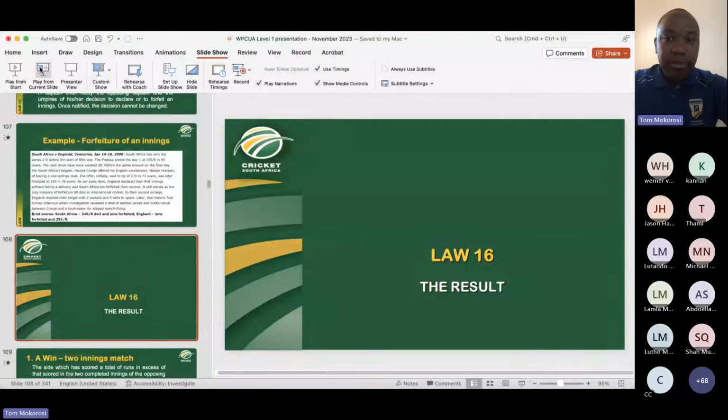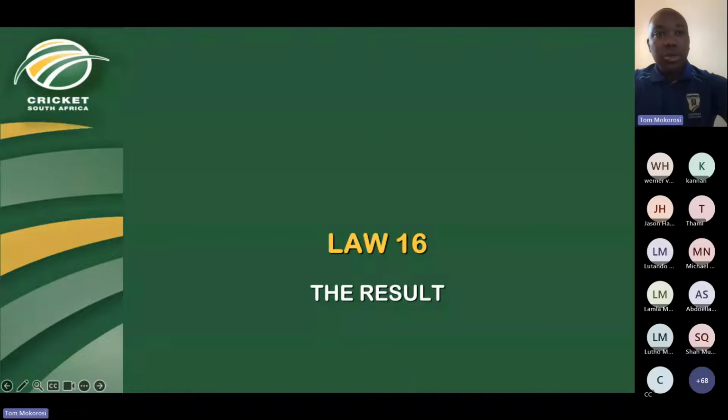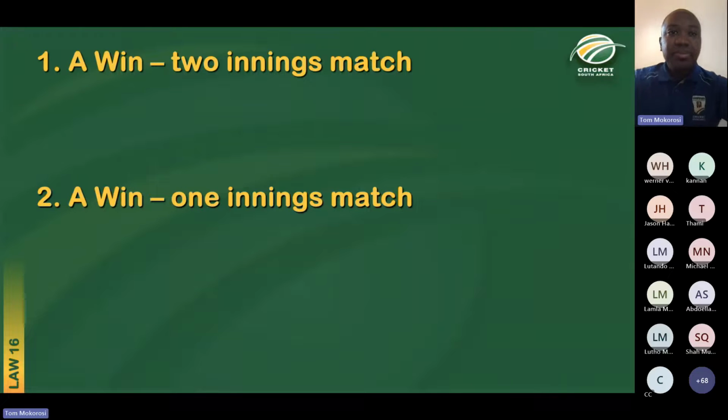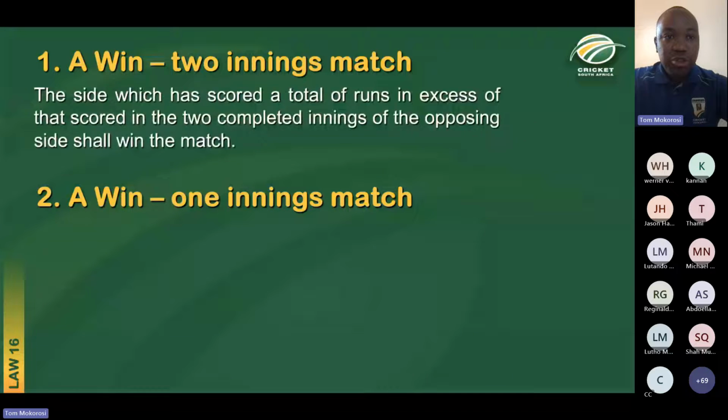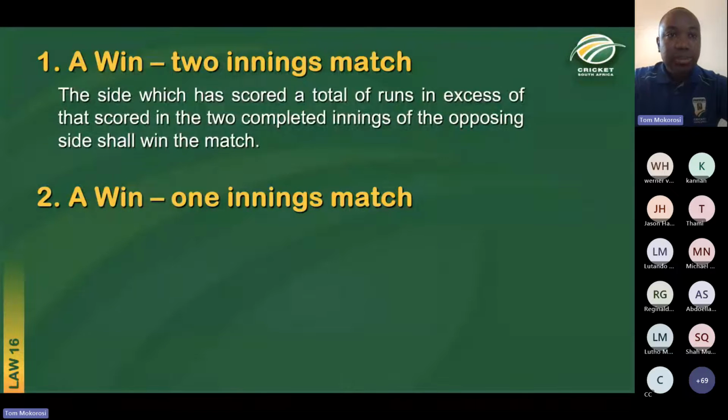Law 16 is the result. Abdullah has talked about innings and completed innings, and we need to remember those definitions in terms of how and when a result is achieved in a game of cricket. First one we'll look at is a win in a 2 innings match. So that's 2 innings per side. When does a team achieve a win in a 2 innings per side match? Let's see what the law says.